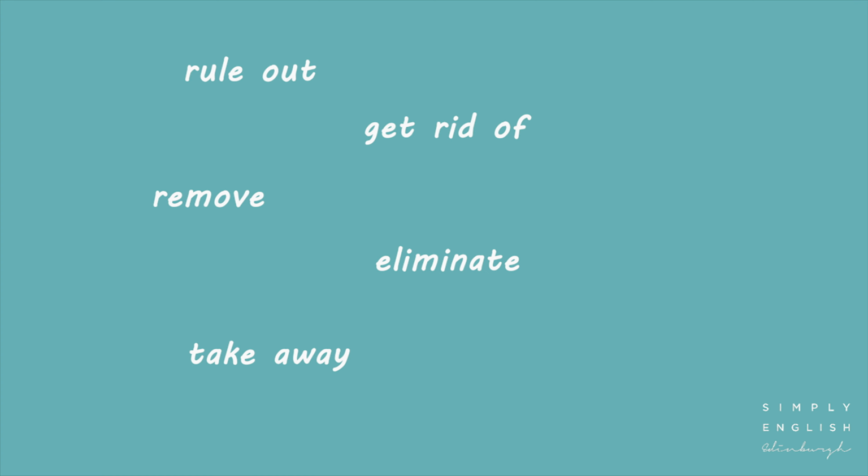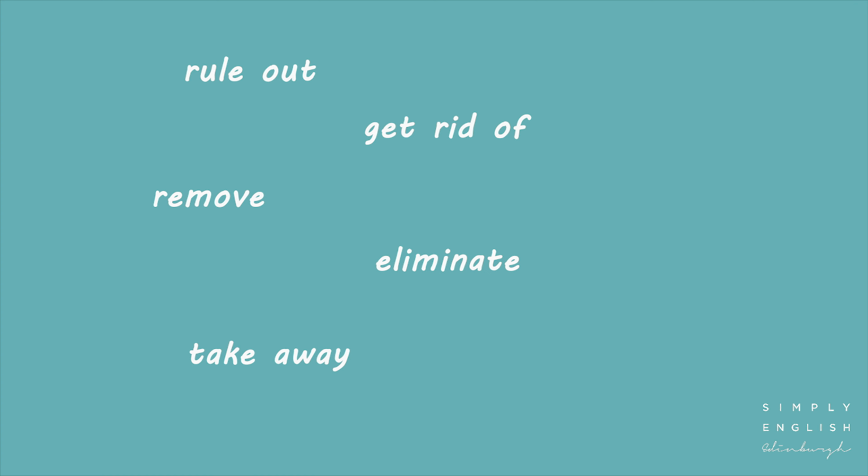After the discussion, you will be asked to come to some sort of agreement, to make a decision with your partner. It's useful to have some language to get rid of some of the factors that you've already discussed. So vocabulary like rule out, get rid of, remove, eliminate, take away. That gives you a couple of things that you can then focus on.